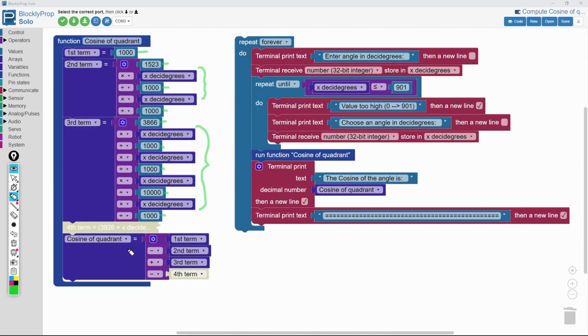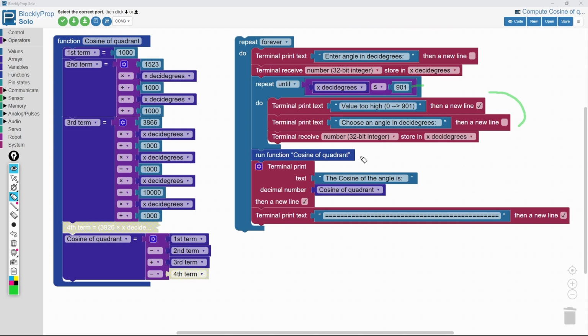To compute the cosine of the quadrant, we have the first term subtracted by the second term, then the third term is added to that sum. On the right-hand side, we ask the user to input a decidegree angle between 0 and 901. If the value is too high, then the program will ask the user to input a value that is between 0 and 900.